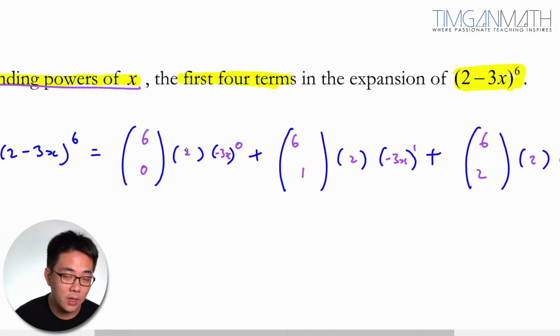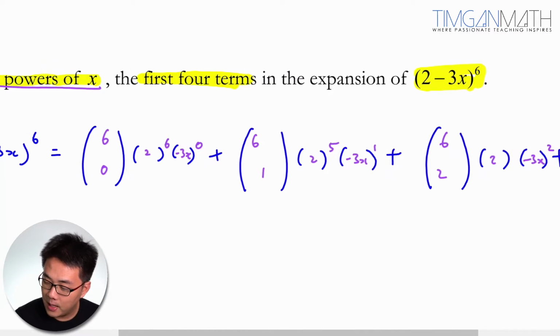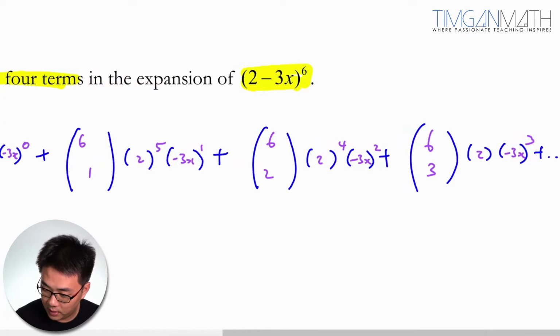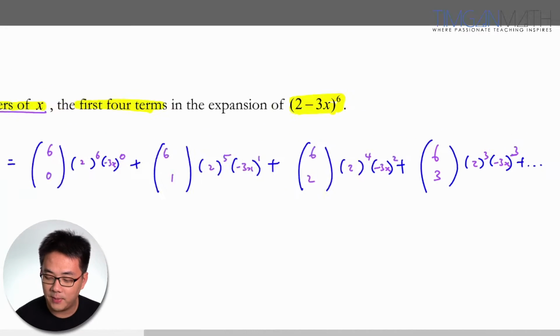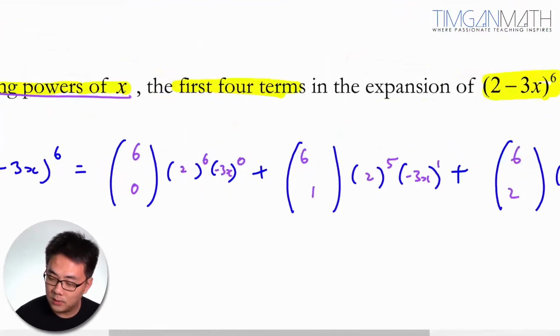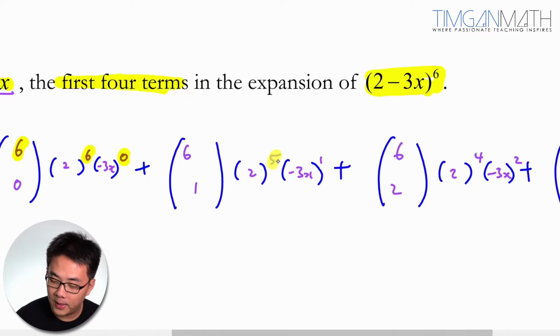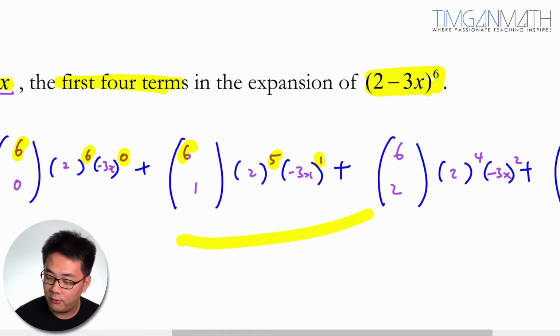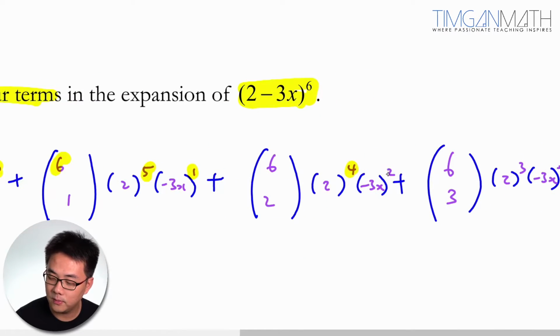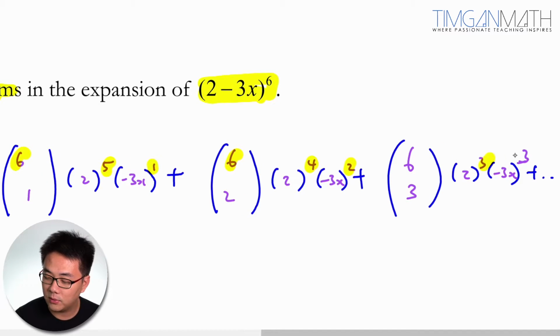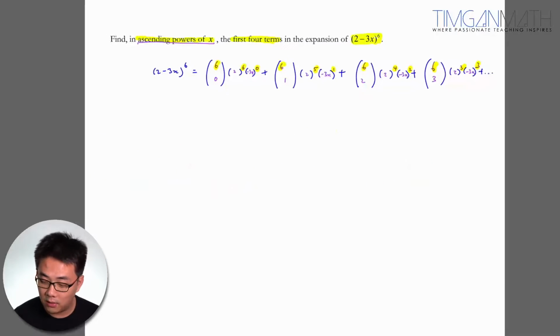So now you are left with 2. The power of 2 will descend from 6, 5, 4, and 3. Before you start expanding, just do a last check. Make sure that as you add the powers, 6 plus 0 will give you 6, 5 plus 1 will give you 6, 4 plus 2 will give you 6, and 3 plus 3 will give you 6. The next part is just to use your calculator.